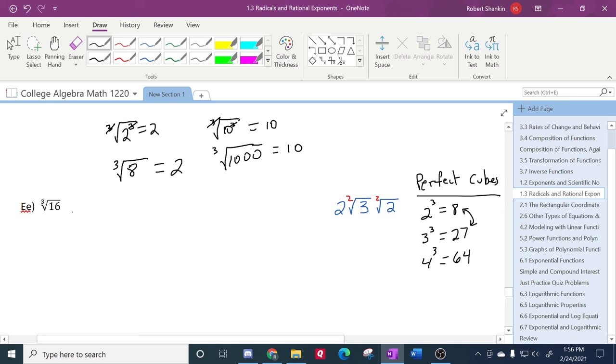So here we want two things that multiply together to be 16, but one of them is not a perfect square anymore, but a perfect cube. Something from this list. Now, 16 can be written as 8 times 2. And then the cube root of 8 is 2.